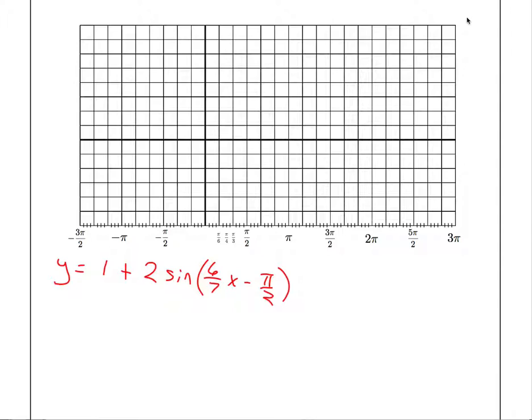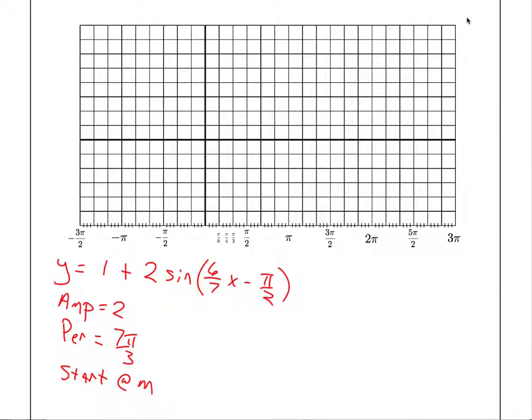Y equals 1 plus 2 sine of 6 over 7x minus pi over 2. All right, amplitude: 2. Period: 7 pi over 3. Start. Middle. At the middle.